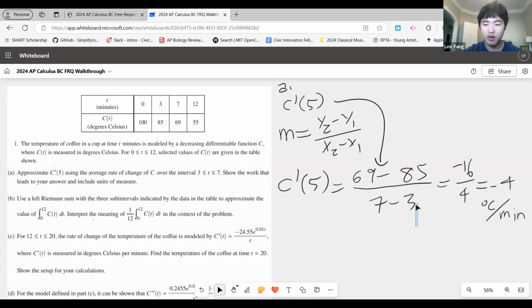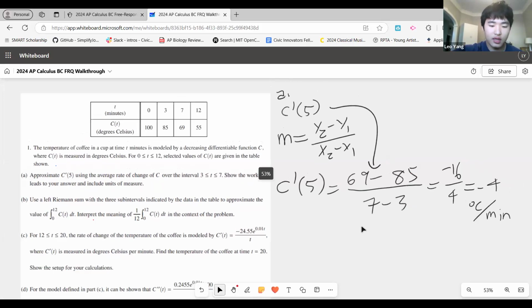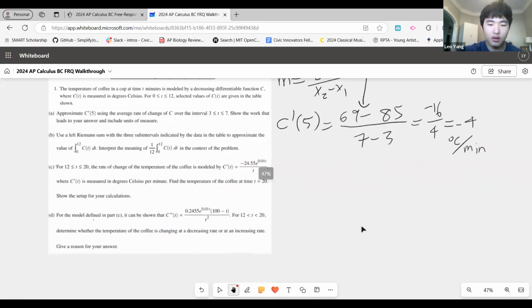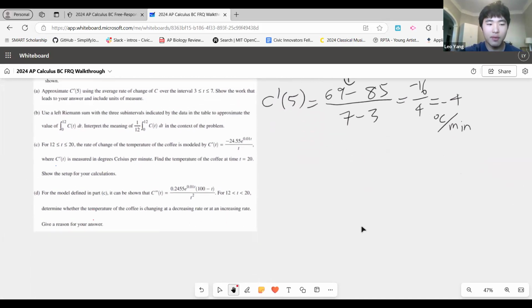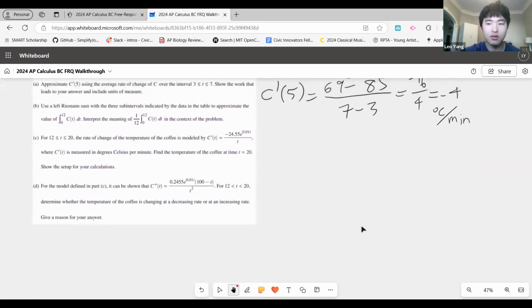To the next part. I don't know how to scroll this thing down. Not really working. There we go. Okay, so part A done. Let's go to part B now.